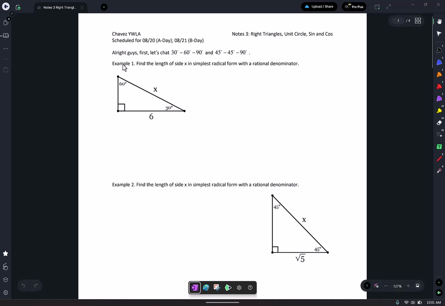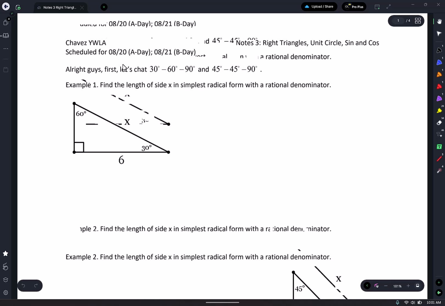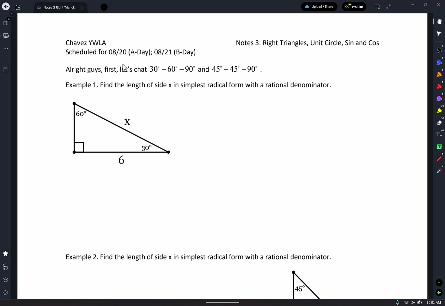Here we go, guys. The 30-60-90 and 45-45-90 triangles are in here because, in essence, this is how we derive the unit circle from these two. In a little bit, we'll talk about where all these things come from.